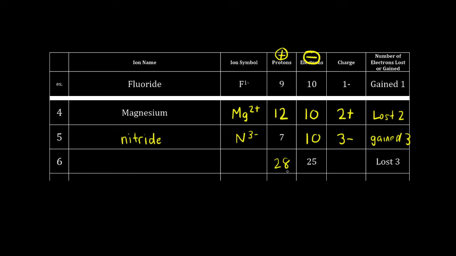Now we can look up the element. We look up element number 28. Turns out it's nickel. So Ni for nickel. We can write nickel over here, if we spell it right. And then all we need here is the charge. And it's pretty easy to determine the charge. There are 3 more positive protons than negative electrons. Therefore, it has a 3 positive charge.